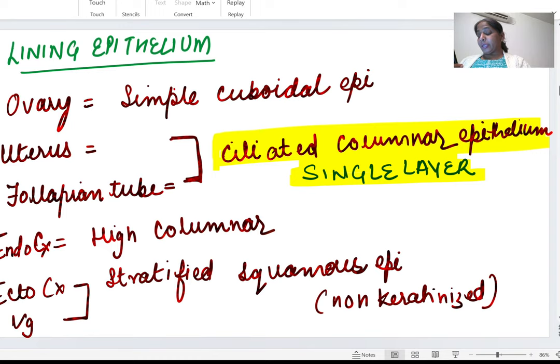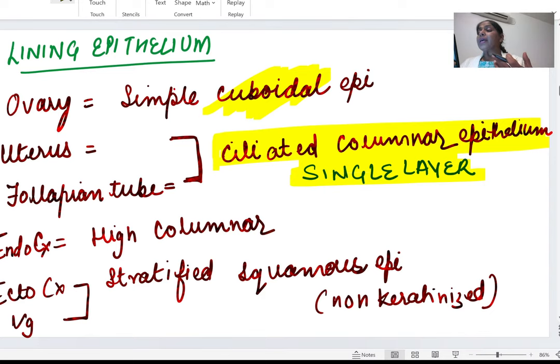So now let us discuss the lining of the epithelium. Okay. What is the function of the ovary? Ovulation. Very good. The ovary only works once in a month. So the ovarian epithelium is cuboidal. It does not have any secretory functions.